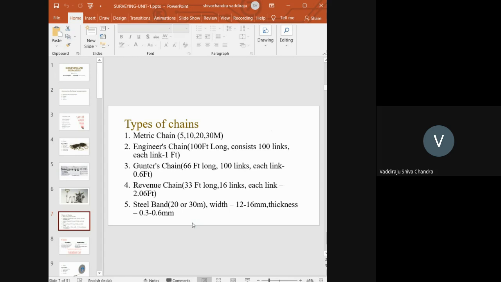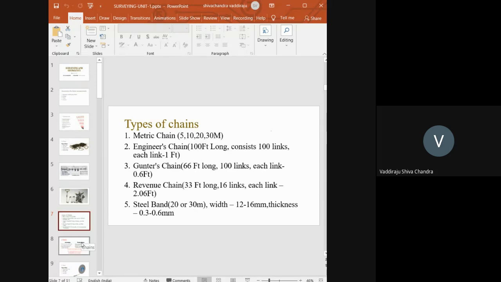What is the least count of engineer's chain? 1 feet. What is the least count of Gunter's chain? 0.6 feet. What is the least count of revenue chain? 2.06 feet. What is the least count of steel band? Okay. All this will be part of your viva questions as well as in the laboratory.